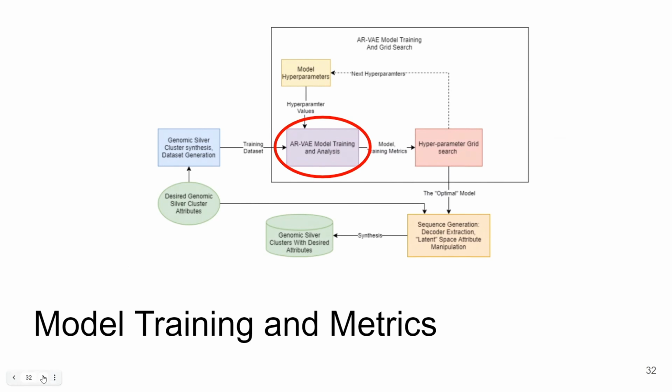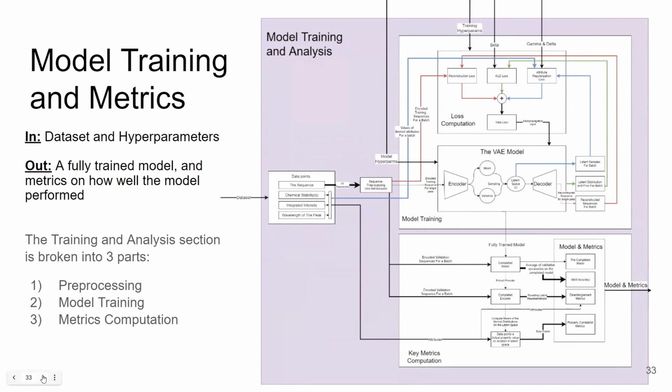So into the model training and metrics. The model is the big guy, right? This is what's actually going on. We pass in the data set and we pass in the hyperparameters, and we split this up into three different steps, right? There's a pre-processing phase where we have to pre-process the incoming data into a form that our model can read. Then we train the model.